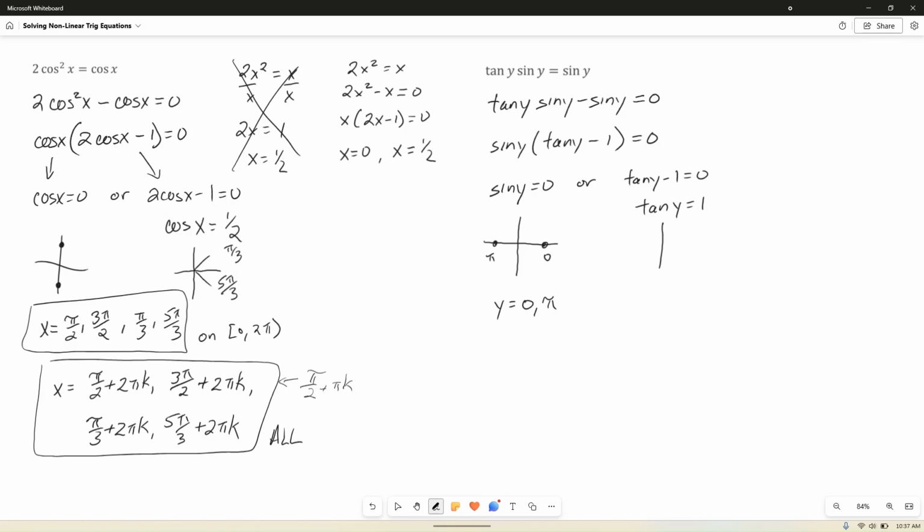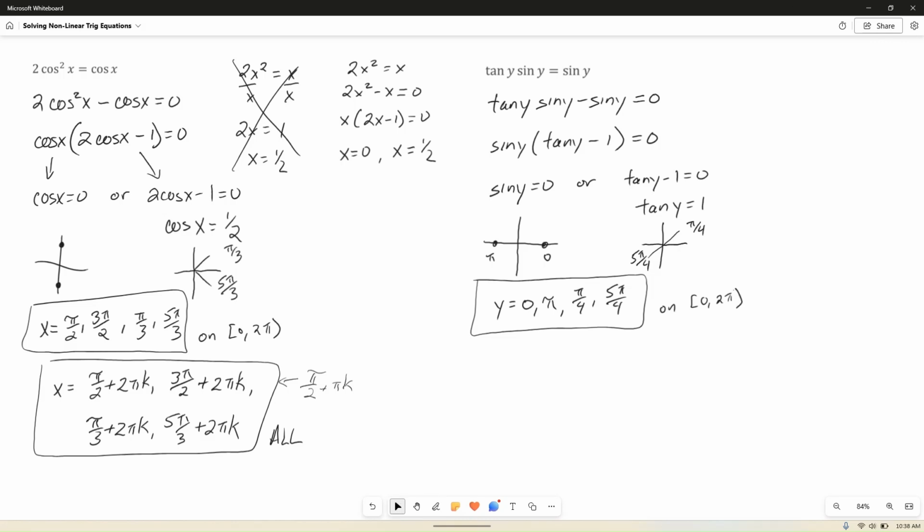Again, tangent is equal to 1 when the x and the y coordinates on the unit circle are the same. And that happens in the first and the third quadrant at pi over 4 and 5 pi over 4. Okay, so in addition to our 0 and pi solution, we're also going to have solutions at pi over 4 and 5 pi over 4. Okay, so 0, pi, pi over 4, and 5 pi over 4. These are all the solutions on the 0 to 2 pi interval.